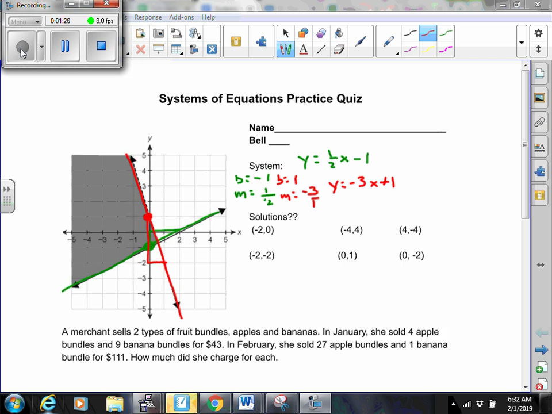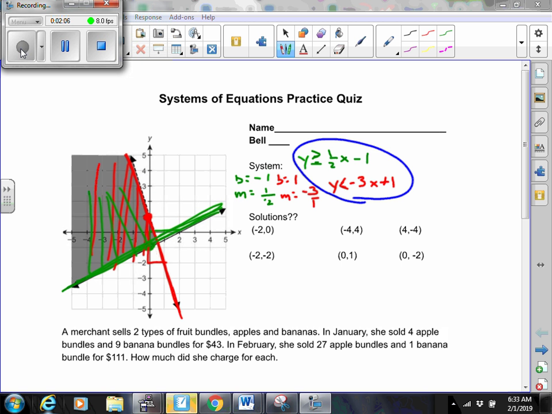The only thing different now is we have to look at the shadings. So looking at the red shading, the red line, first of all, it's dotted, so it can't be equal. And it's shaded below. If you take the line and you go down, it's shaded below it. That means this is less than. For the green one, this one's a solid line, and it's shaded above. So therefore, it's greater than or equal to. So there is your system that we would be looking for.